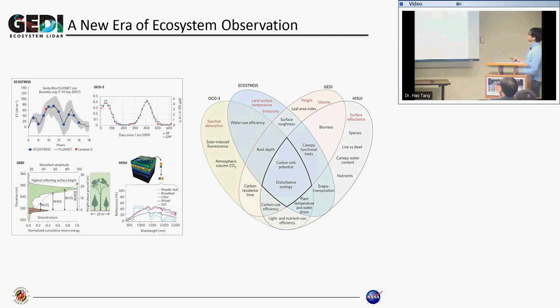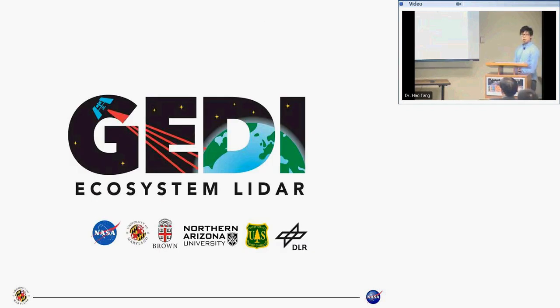One of the recent papers published in Nature Ecology and Evolution highlights all the instruments and centers on carbon sink potential and disturbance ecology. And this is unique to GEDI: the height, volume and the vertical index. So I'm going to be done here, and I'd be more than happy to take a bunch of questions. And may the forest be with you. That's our GEDI demo.